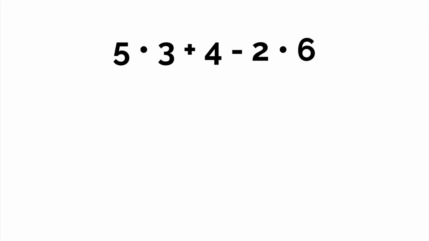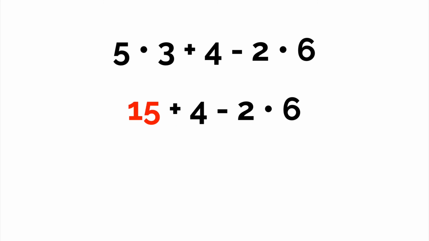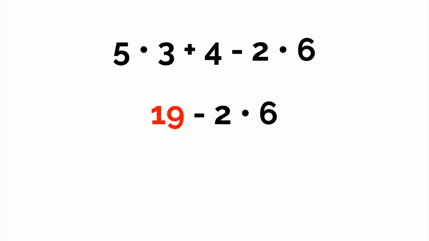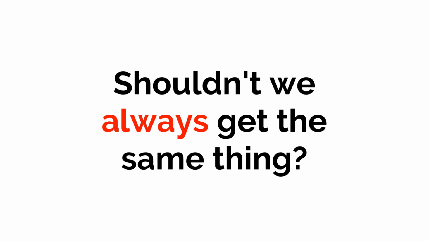How about this? 5 times 3 plus 4 minus 2 times 6. What's the best way to do this? Let's start from the left. 5 times 3 is 15, plus 4 is 19, minus 2 is 17, times 6 is 102. If we were to solve from the right, we would get a totally different number. So shouldn't we all be doing the same math and getting the same answer? Yes, and we will show you how.